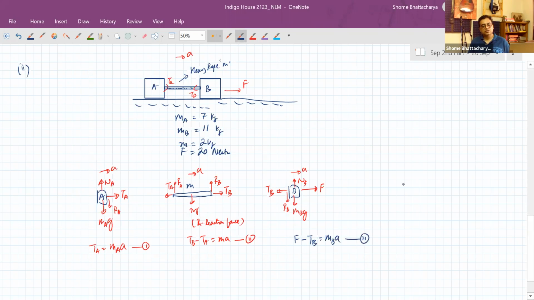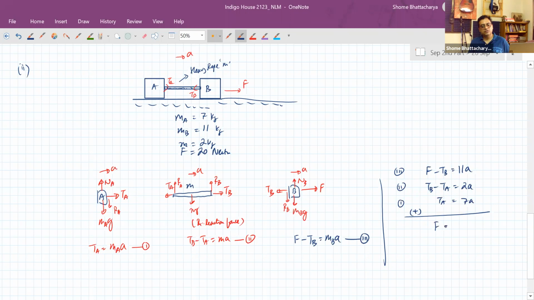This is my third equation. So when I list together the equations, equation 3 becomes F minus tension is equal to 11A. Then equation 2 becomes tension at B minus tension at A equal to 2A, and equation 1 becomes tension at A is 7A. So now we can just add these three equations.